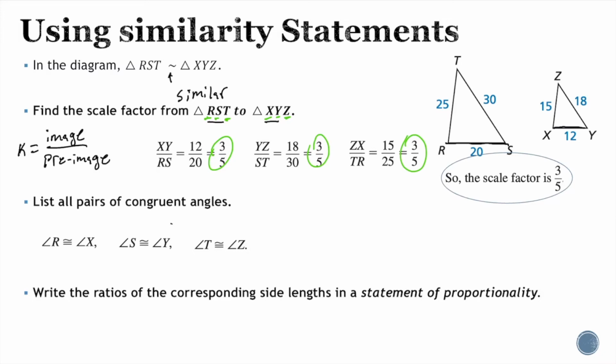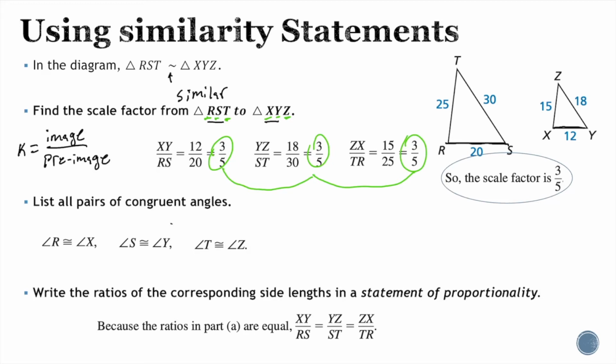To write a ratio of corresponding side lengths in a statement of proportionality basically looks like this. 3/5 is equal to 3/5, which is equal to 3/5. Basically saying if all the sides are proportional and my angles are congruent, my triangles are similar.